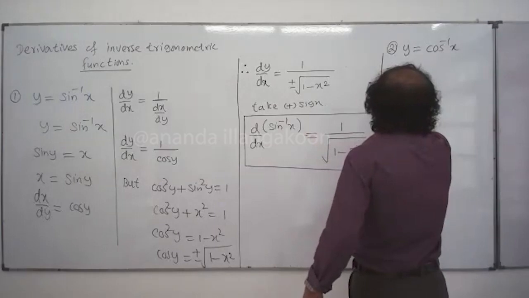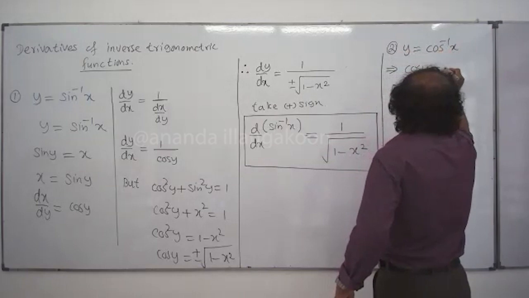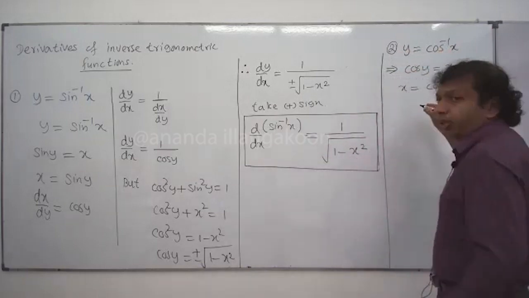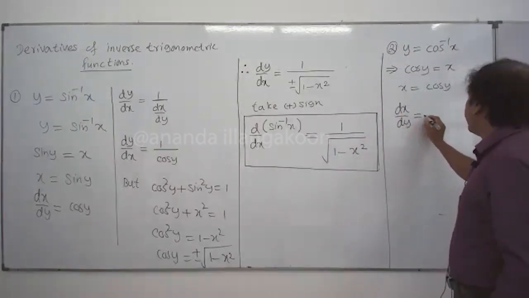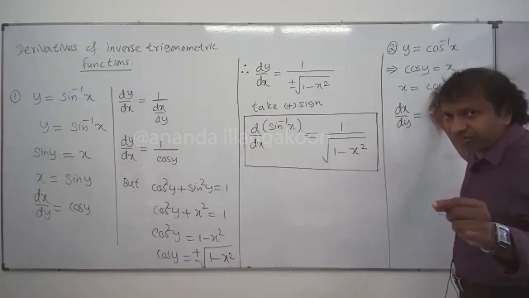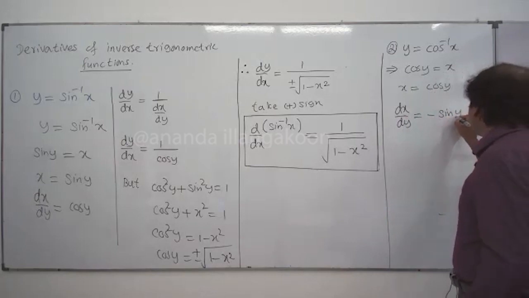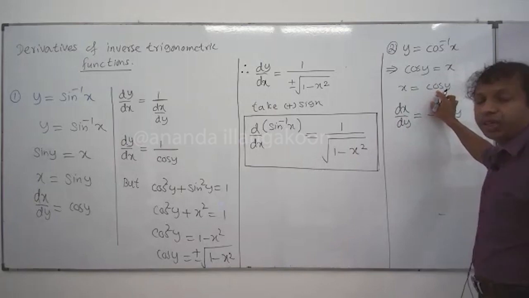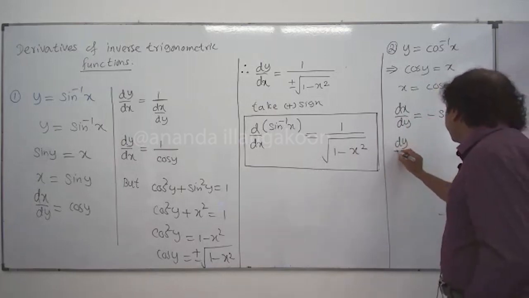Bring this cos inverse to this side, cos y is equal to x. That means x equals cos y. Then one derivative here we can find, people, dx upon dy. When we differentiate cos, what answer do we get? Minus sin, no? Then it is minus sin y.